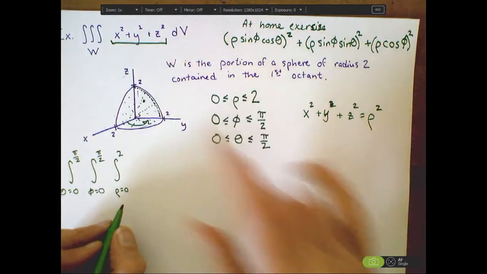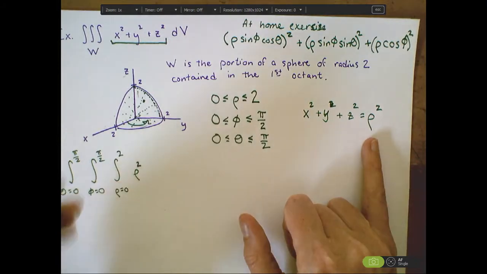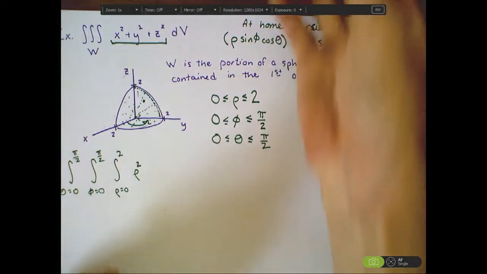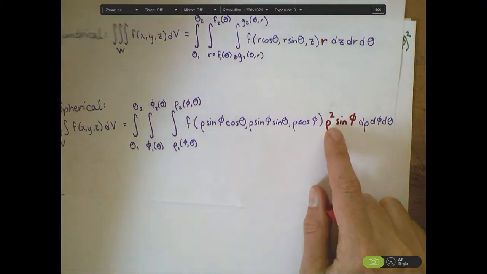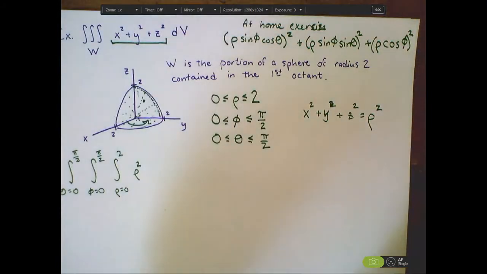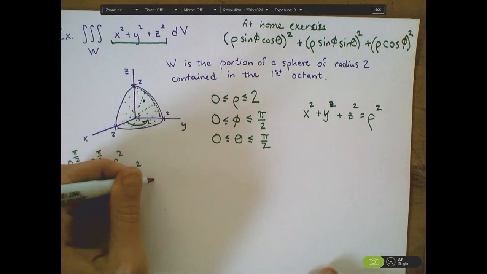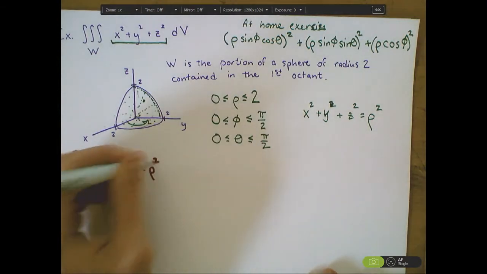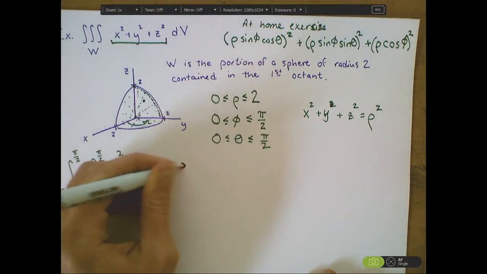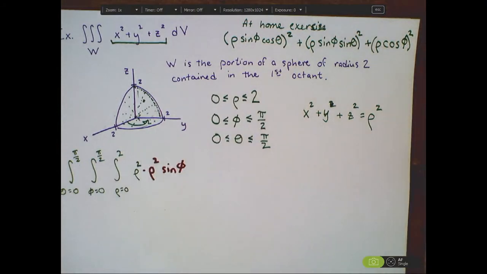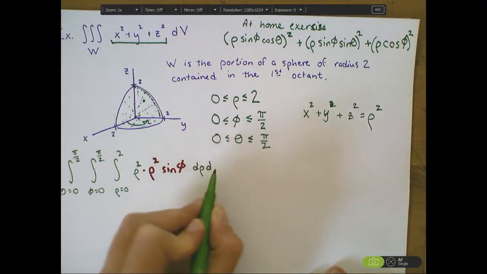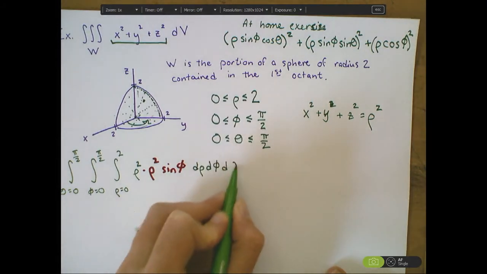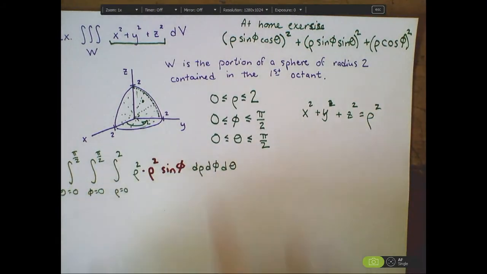My interior function here is rho squared. But don't forget, we also need to keep track of this term of integration because we've converted our coordinate system to spherical coordinates. And that means that I need to multiply by rho squared sine of phi. And my differentials go in order d rho, d phi, d theta to match the bounds of integration.